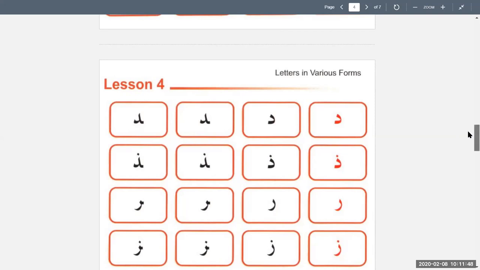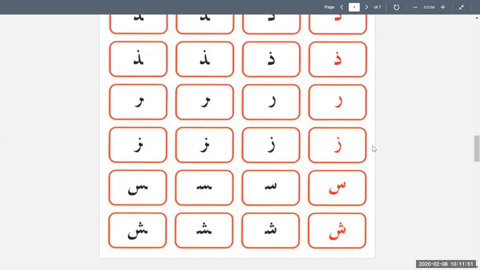Okay, after dal and thal, we have ra and zay. Ra and zay are also one-way connectors, so they only have two basic forms. The isolated form and the beginning form are the same, and then the middle and the end are also the same. So write ra and zay and let me know when you're done.